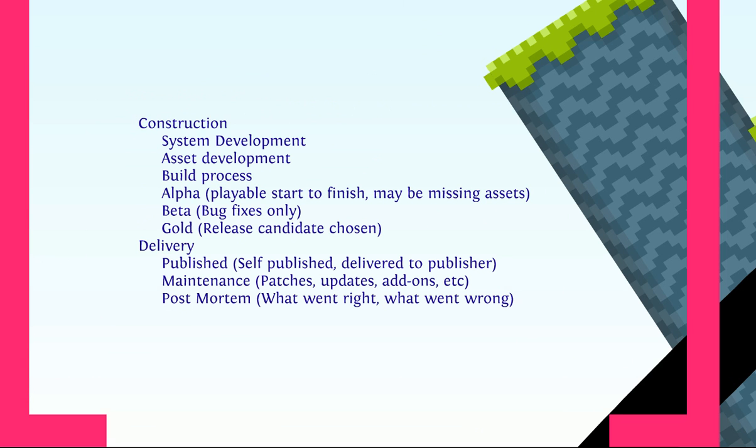Construction? Well, once we decide that it's a go, we have to develop the system and all the assets that go into it: the media, audio, video, 3D assets, clip art. You build the process, you build a playable, which I call the alpha or acceptance stage. You get the bugs out in the beta phase and then release it as a gold release candidate. The delivery can be by web, by PC, by mobile device, console. There's a lot of areas to publish.